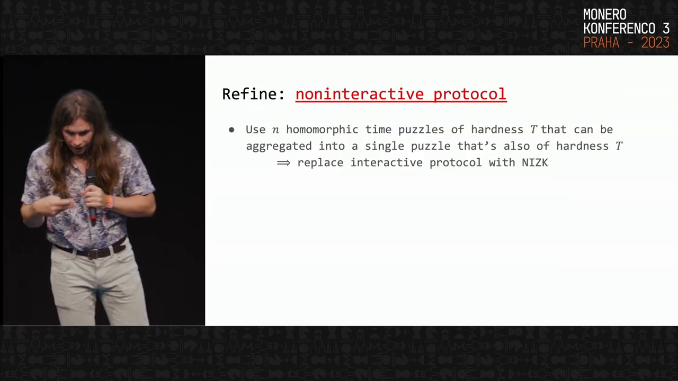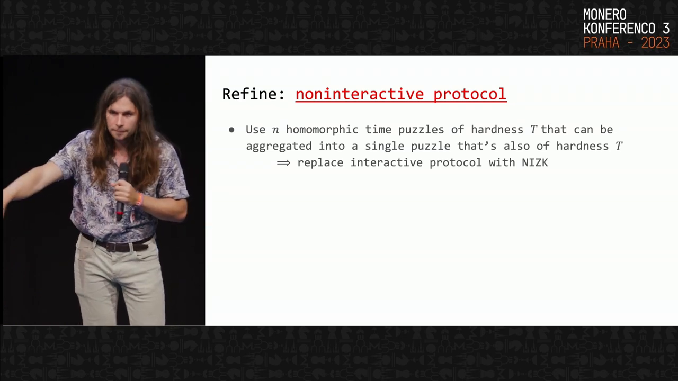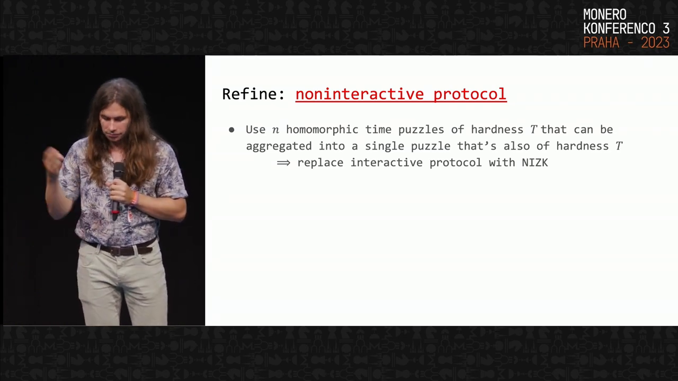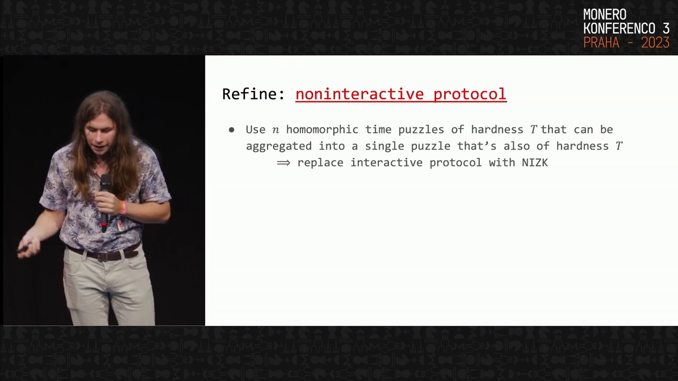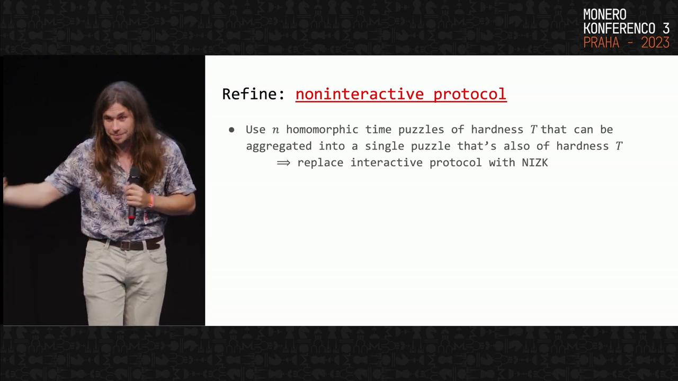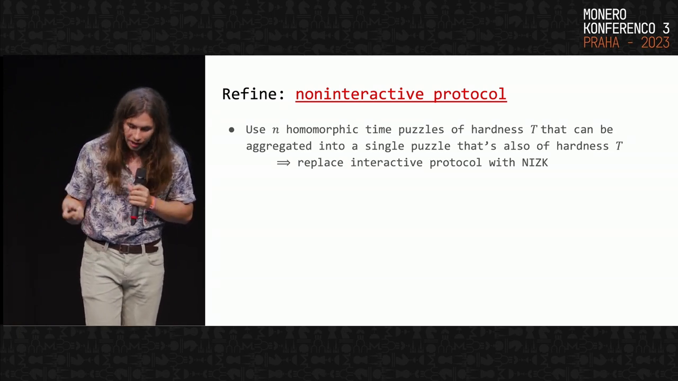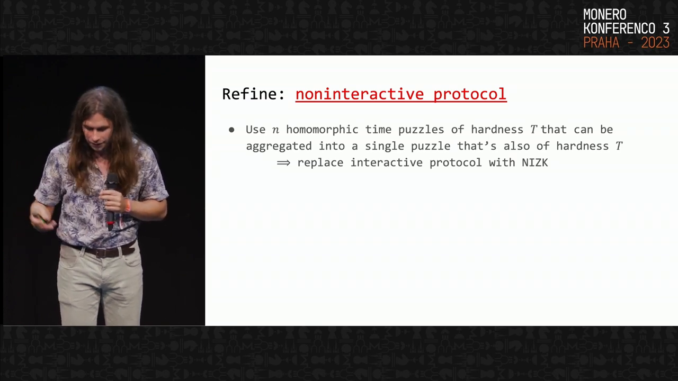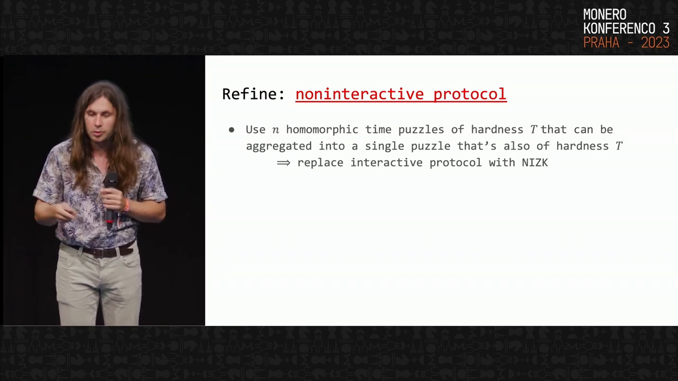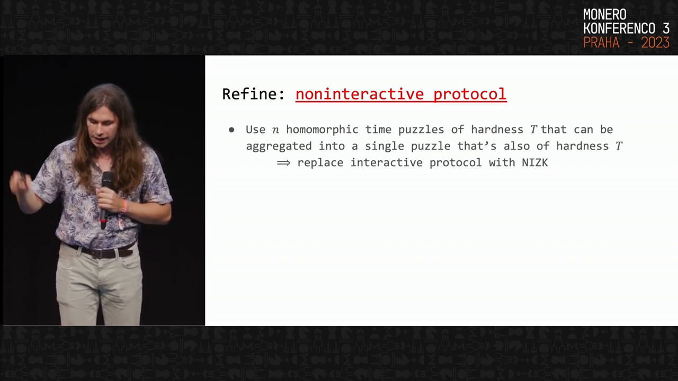You can refine this as well, because all these time lock puzzles that Alice has to open, each one of them has some hardness T that's just a parameter for quantifying that, and she could be doing this in parallel. But if she doesn't do that, we can also package this up into a non-interactive zero knowledge proof, first by the Fiat-Shamir transform, and then we can replace this so that she can open up all of these boxes within the same hardness T.